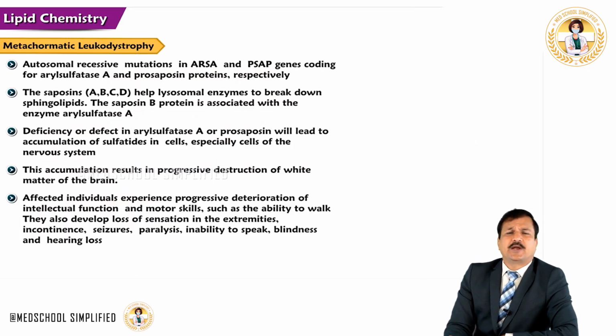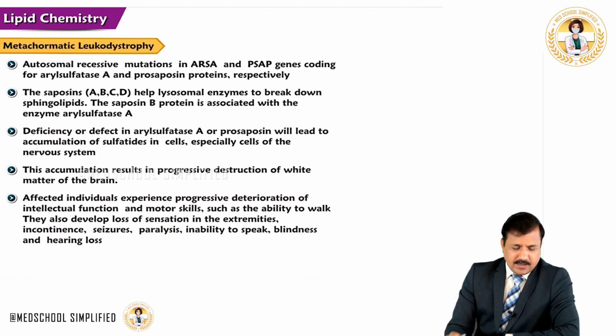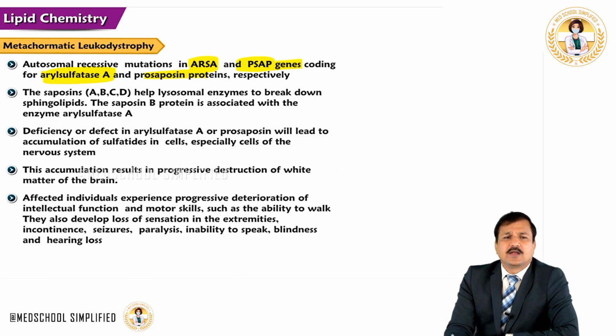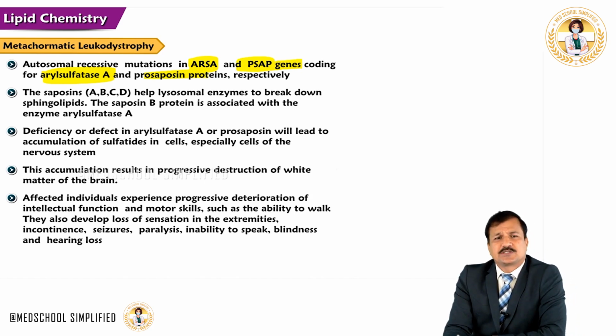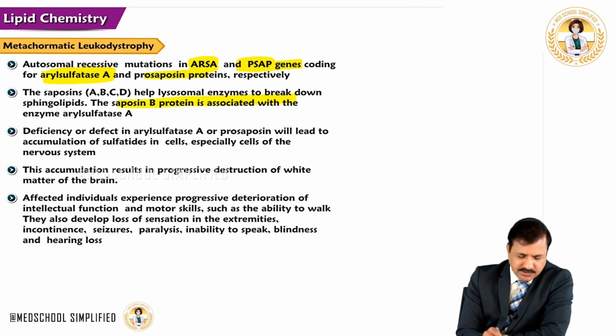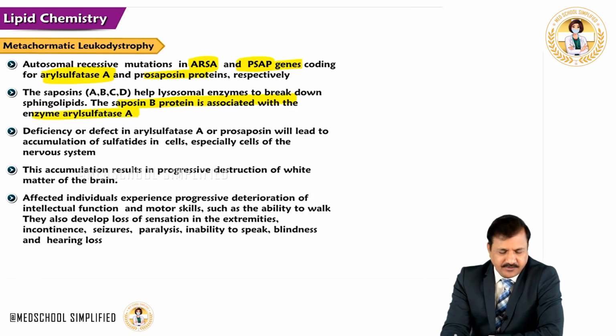Coming to metachromatic leukodystrophy. Again, this is an autosomal recessive condition because of mutation in the ARSA gene and the PSAP gene, which code for the aryl sulfatase A enzyme and the prosaposin proteins respectively. Now the saposin proteins, like saposins A, B, C, D, help lysosomal enzymes to break down sphingolipids, and especially saposin B protein is associated with the enzyme aryl sulfatase A.